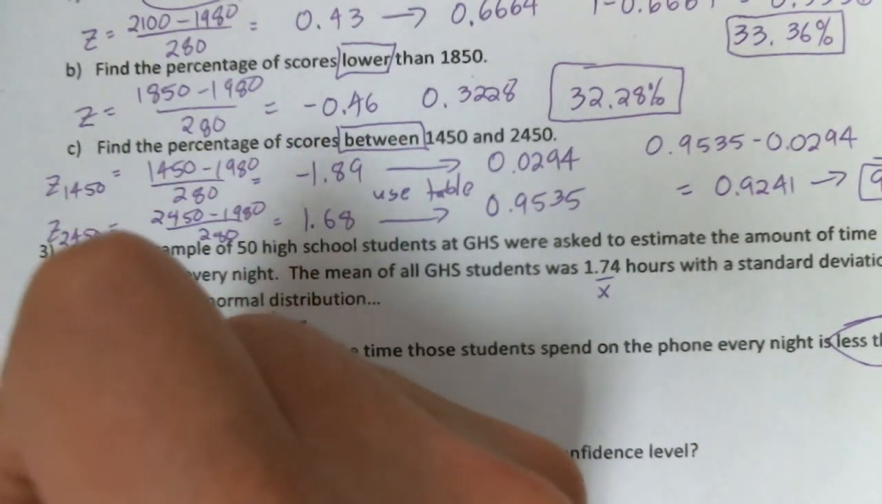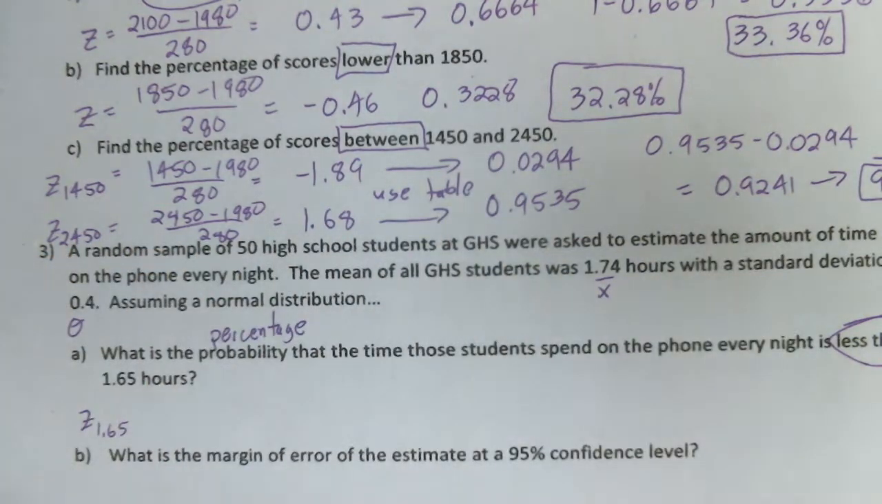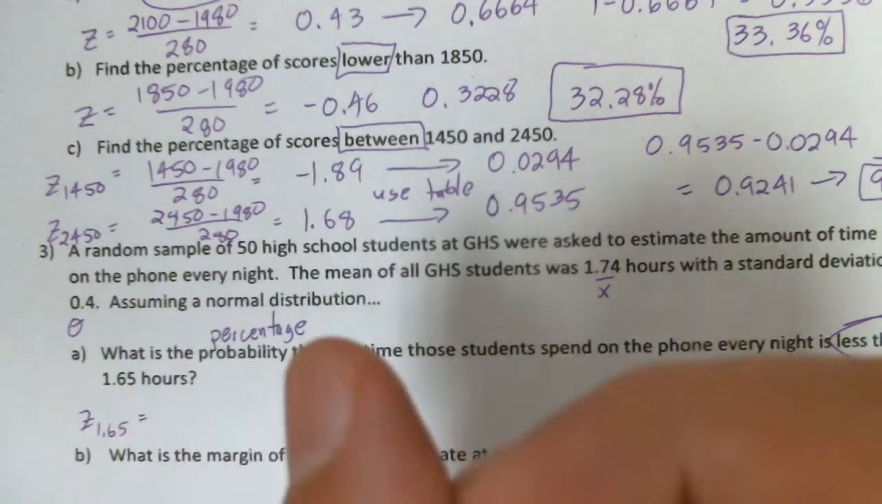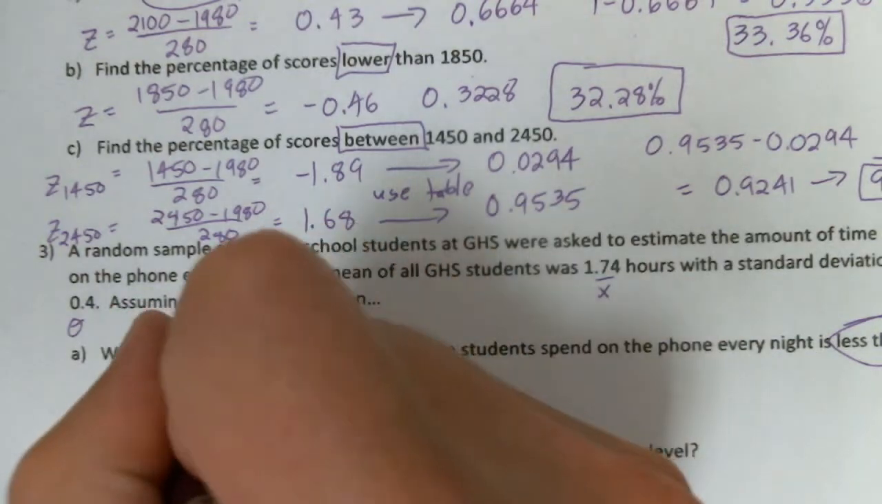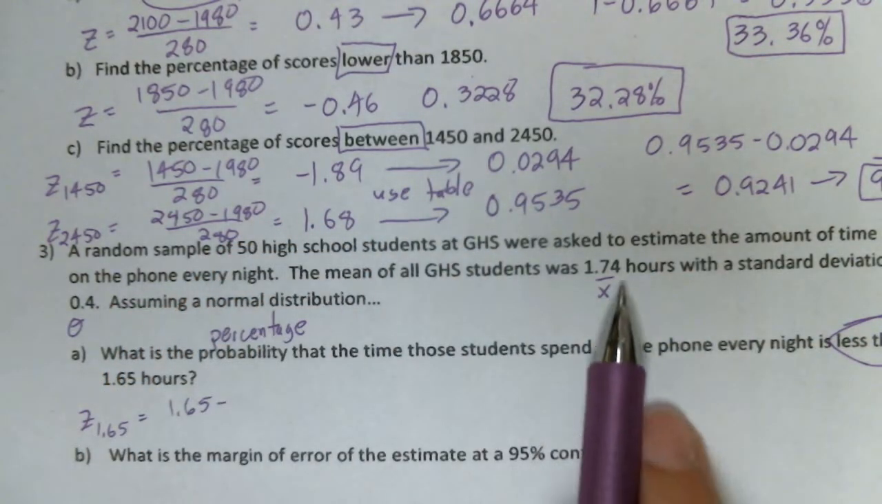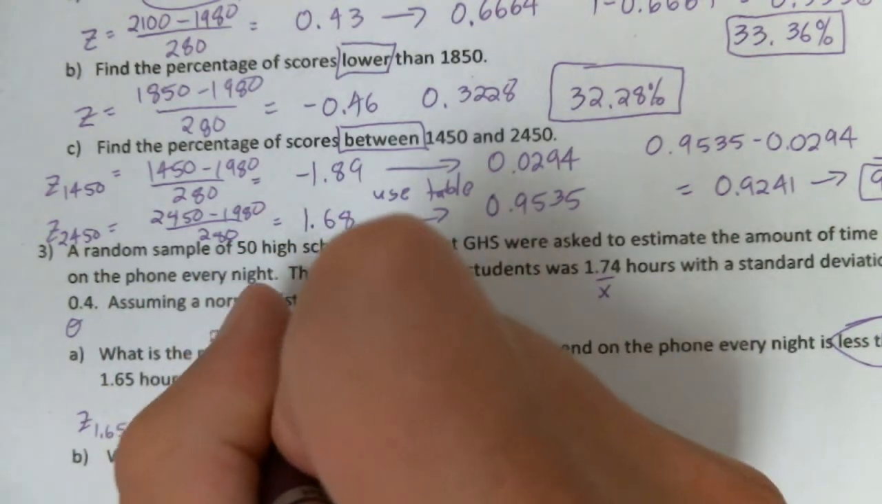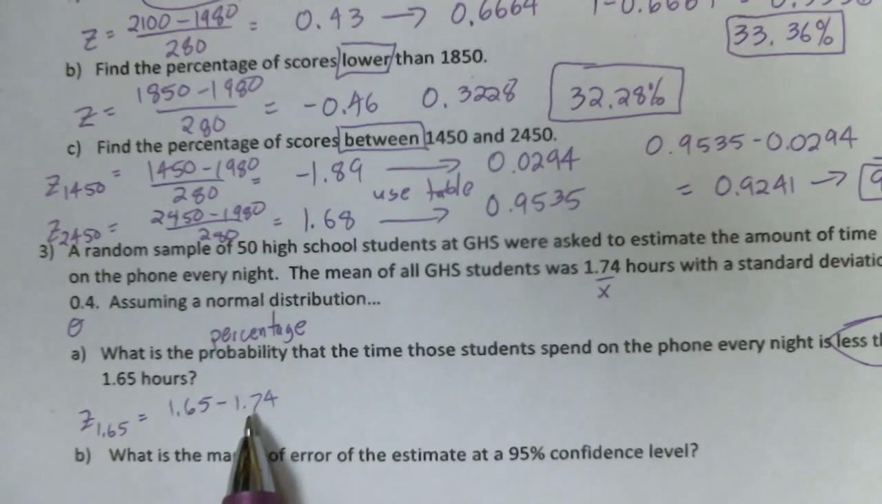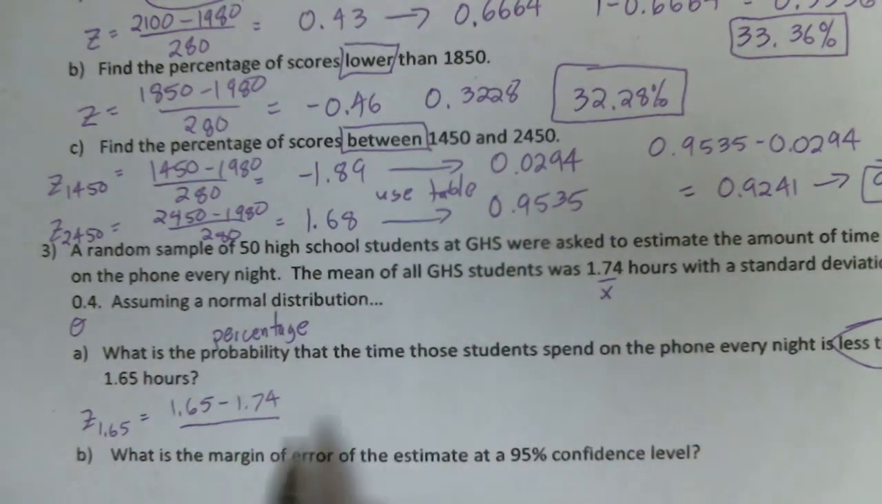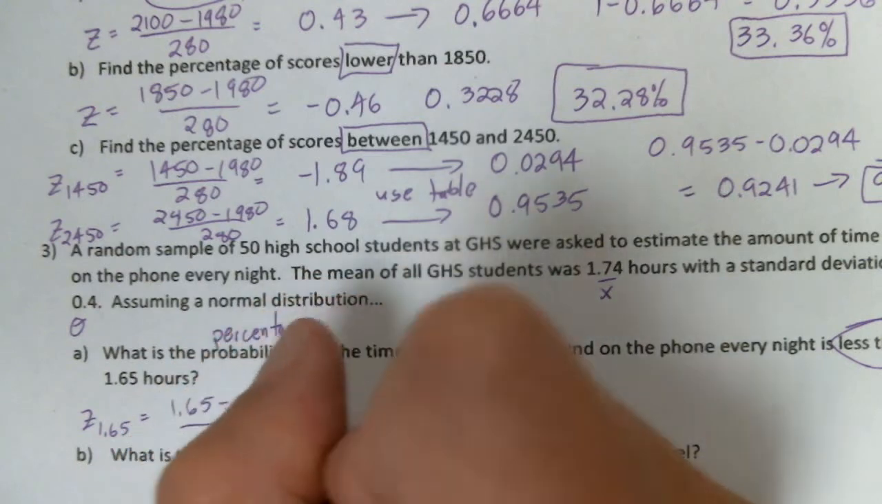Let's go get the z-score. The z-score for 1.65 is going to be equal to my raw data value, 1.65, minus the average, that's our average of 1.74. So already it's less than the average, so I know the z-score is going to be negative, divided by the standard deviation of 0.4.